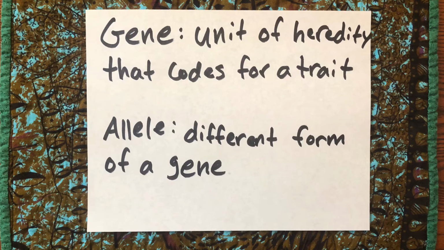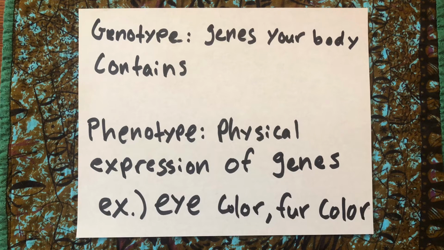To first learn about epistasis, we need a background. A gene is a unit of heredity that codes for a trait, and an allele is a different form of a gene. It comes in dominant and recessive types, and the dominant will mask the expression of the recessive type. A genotype is the genes your body contains, and a phenotype is the physical expression of those genes, such as eye color.